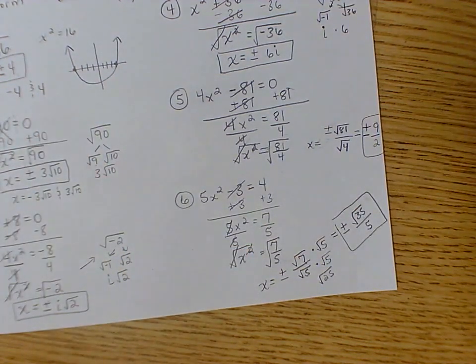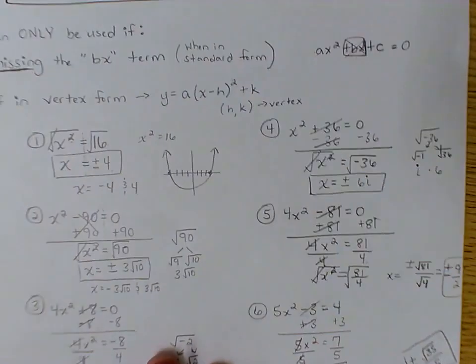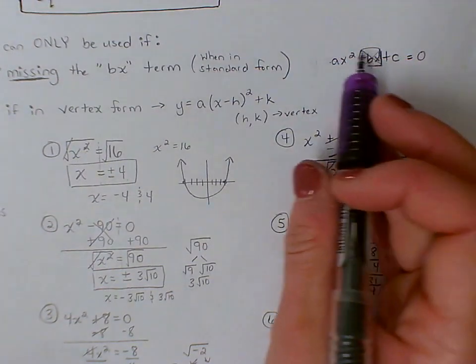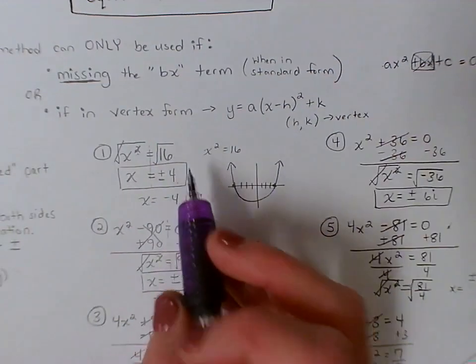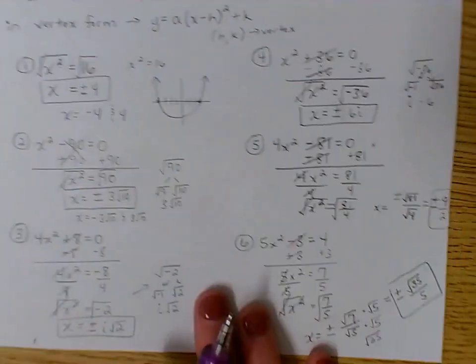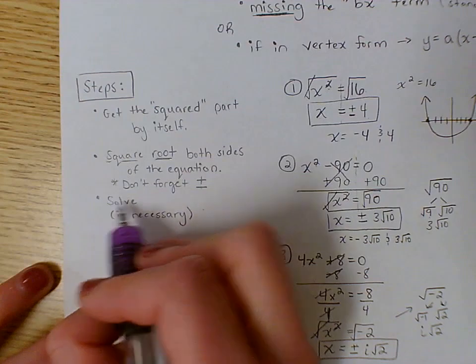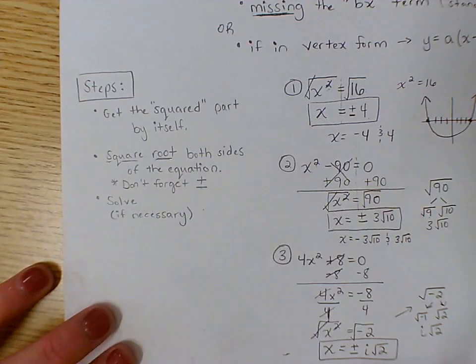Okay? So that is how you do problems that are kind of like in standard form and you're missing the bx. So now we need to talk about, well, what happens when it's in vertex form? Okay? So you're going to notice that the steps are the same, but then these are the problems where you have to actually solve. Okay? So I'm going to flip to the back because I have a couple examples on the back.